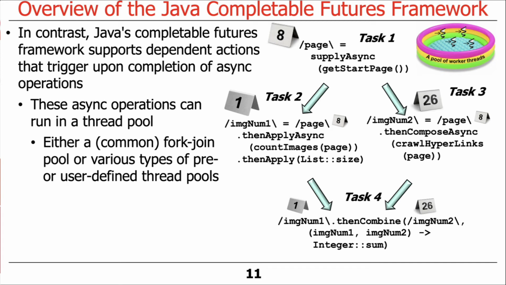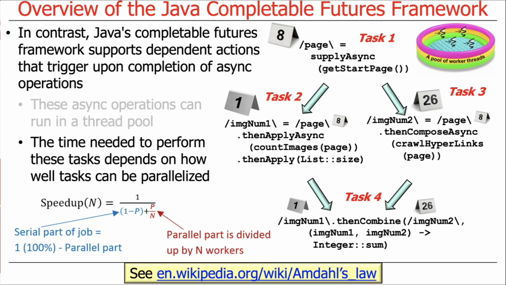In contrast, Java parallel streams really limits you to the common fork join pool. There are non-portable ways of getting your own fork join pool, but it's very uncommon to use those. It's better to stick with a common fork join pool with parallel streams. But completable futures gives you more flexibility.